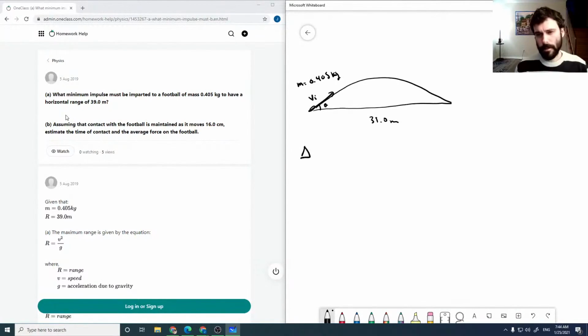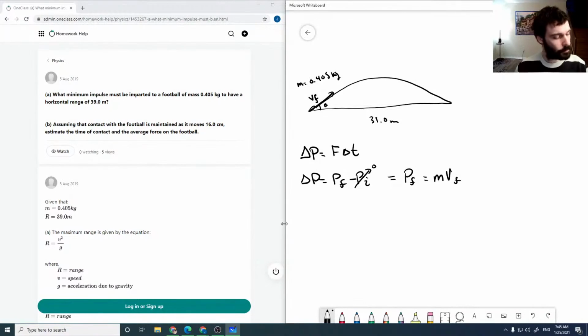So our impulse is delta P, which is F delta T. So our delta P is PF minus PI. Assuming it starts from rest, then that will be 0. So it's just our final momentum. So what final momentum must we give this football? And remember that momentum is mass times our velocity. Now in this case, I've called this VI up here, but I guess that's our VF in retrospect.